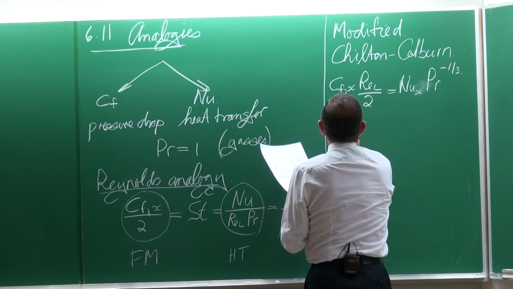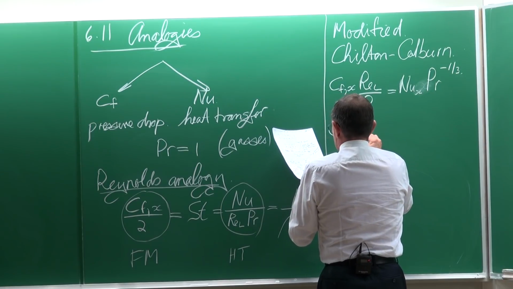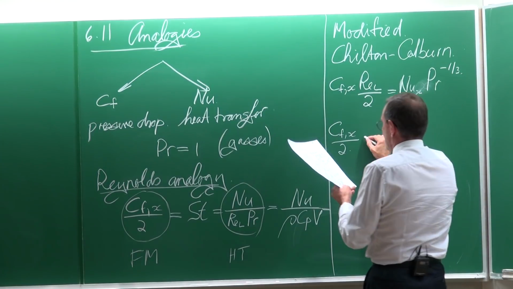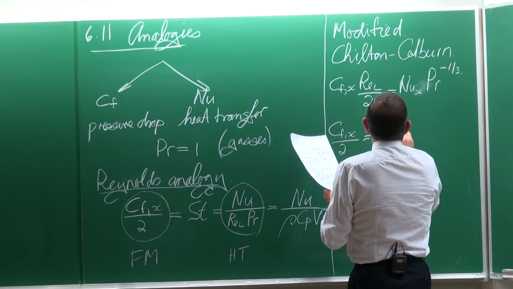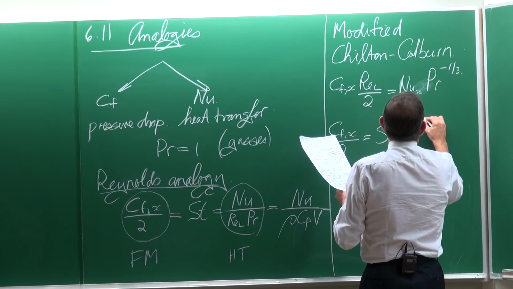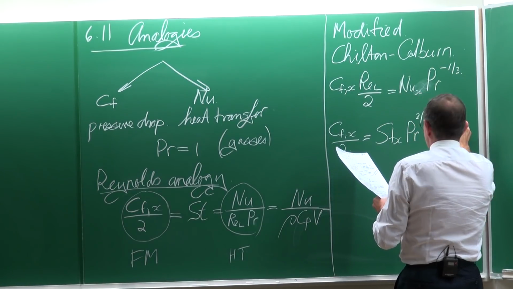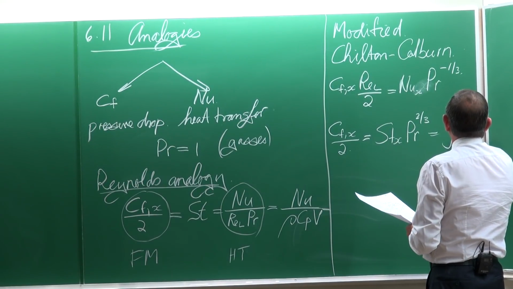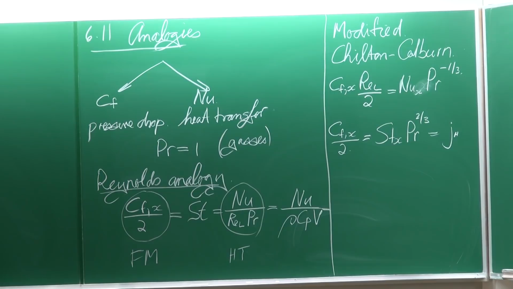It can also be written, the details are shown in your textbook, as the friction coefficient divided by 2 is equal to the Chilton x, Prandtl to the 2/3, and that is also known as the J factor, the Colburn J factor H, JH.